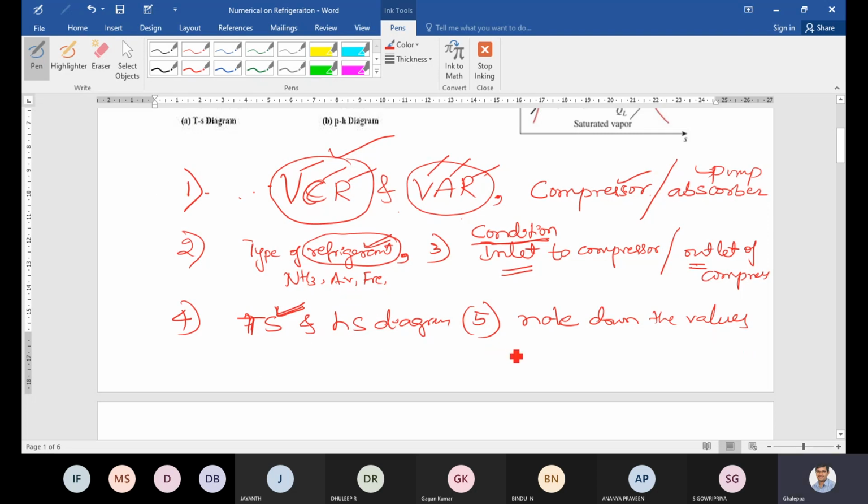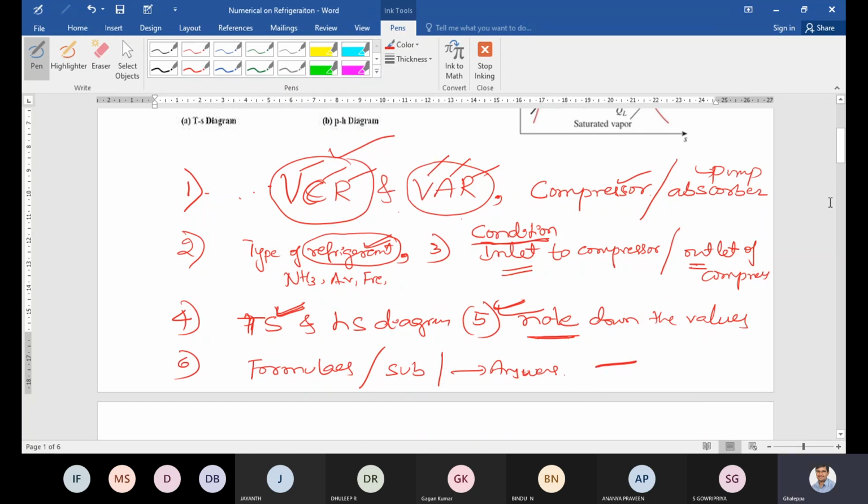In one of the video lectures, we have explained how to take the values from the data handbook. Point number 6: write down the formulas, substitute the values and get the answer, using the values from step number 5. Whatever values you note down in step number 5, you have to write all of them.